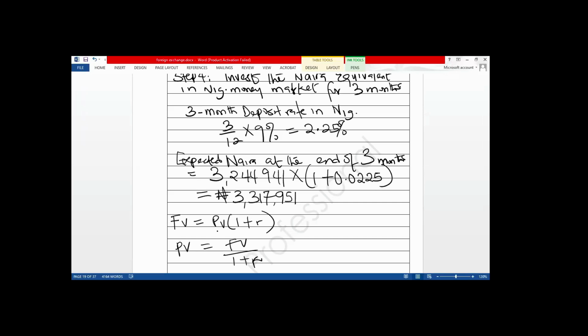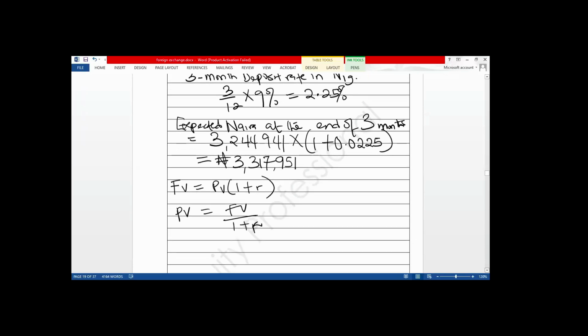Very clear, sir. Thank you. So, to round up, we are done anyway. That means if we hedge with the money market, the Naira amount expected in 3 months is 3,317,915. We can now compare it.